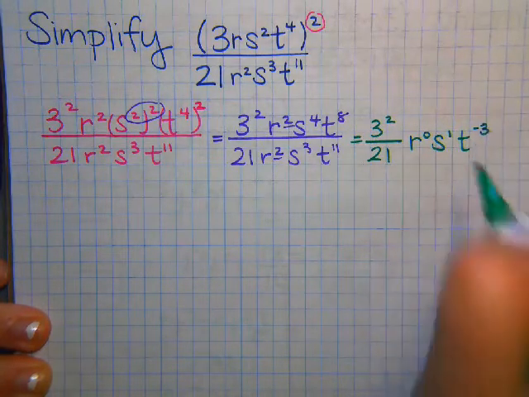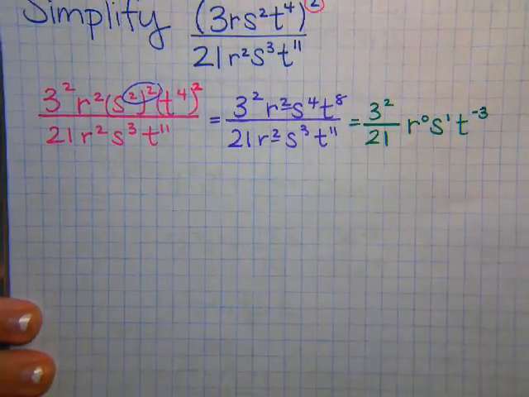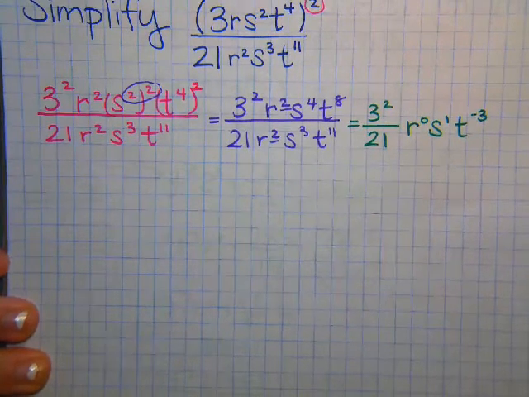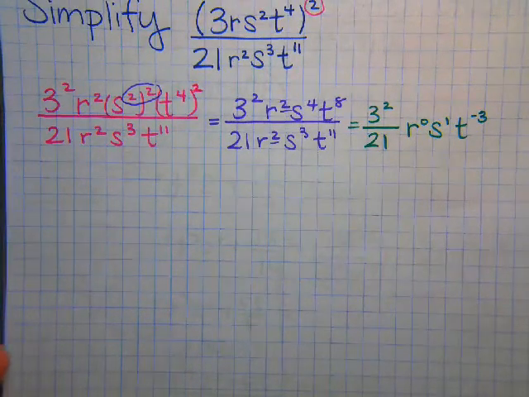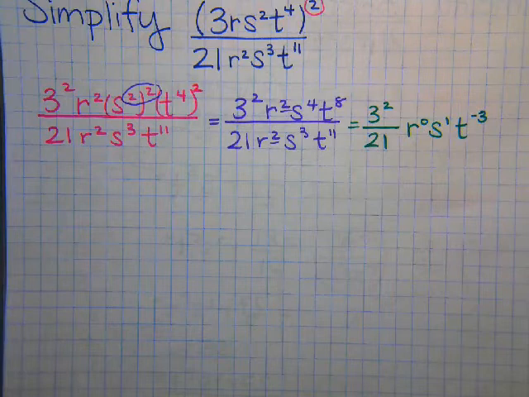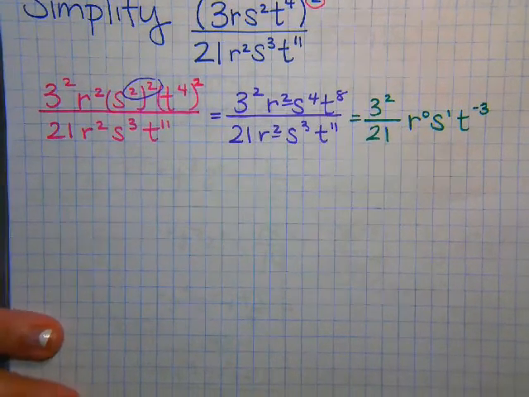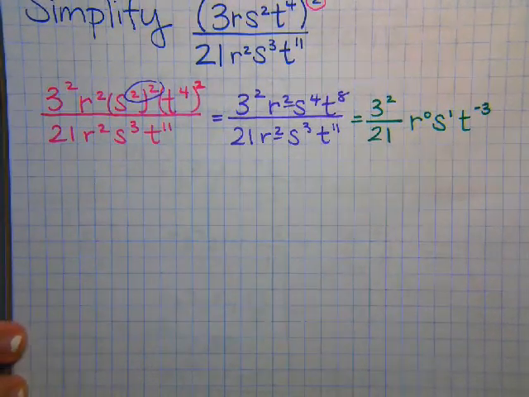So we have t to the negative 3 power. Now, step 3 says to make sure that there's no negative exponents. So when something is fully simplified, we don't actually have negatives in the exponents.